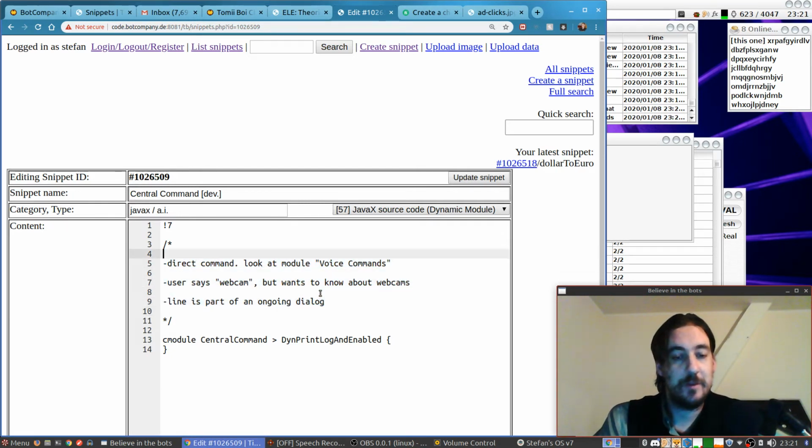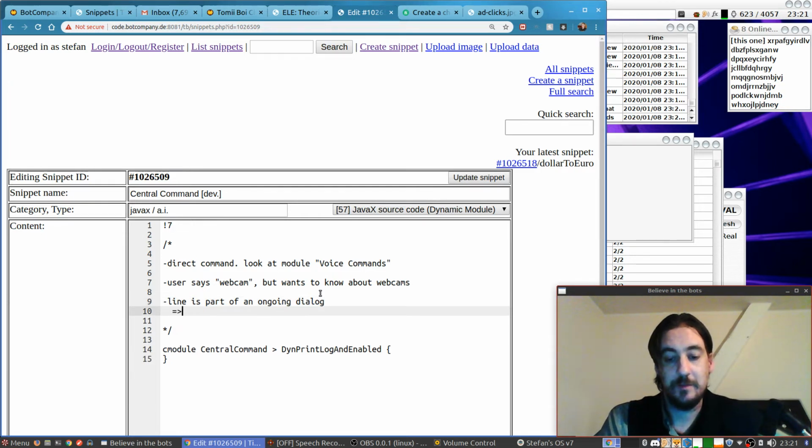So the central command module has to find out which of these theories is the best one for any line of input. For example, here, if there is no ongoing dialogue, skip. If there was just silence and no discussion was left open, we can ignore this part. This could always be possible, pretty much.